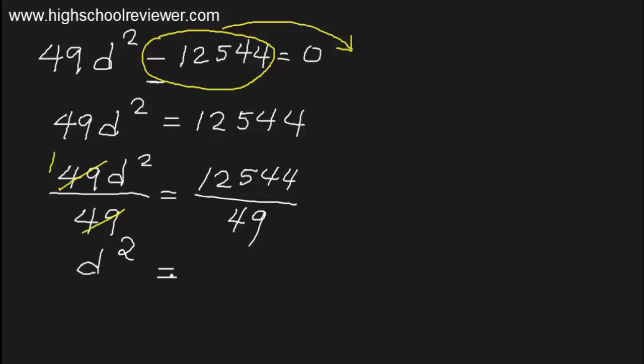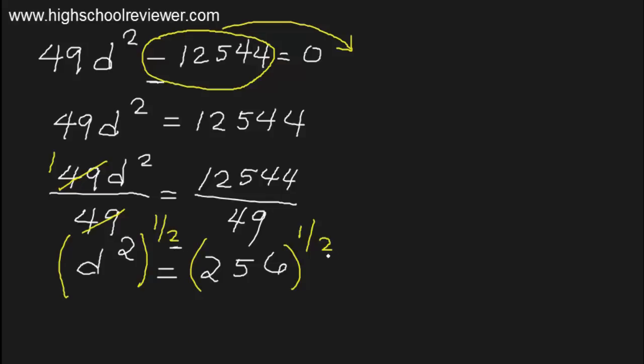And we have here 12,544 divided by 49. This will give us positive 256. To find the value of d, we need to extract the square roots. So to extract the square roots, let us raise both sides of the equation to 1 over 2. Now, since both of the denominators of the exponents is 2, this is equivalent to the square root. So we have here the square root on the left and the square root on the right.